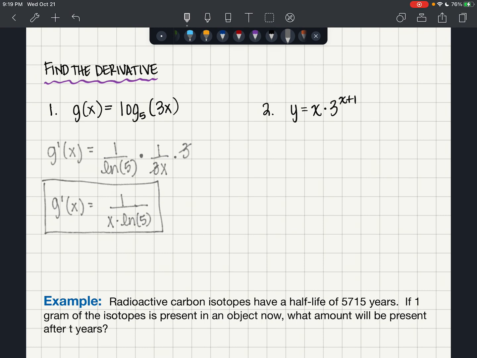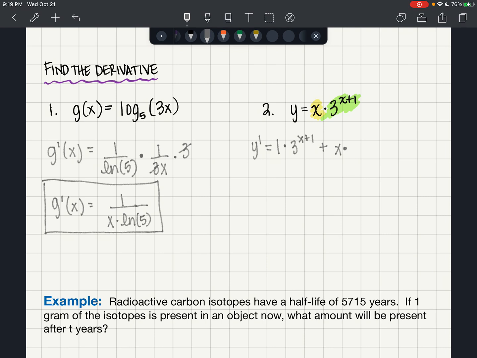Okay, this next one, number 2, you should be able to try number 2. Number 2 is going to involve the product rule because you have x times 3 raised to the x plus 1. So you have 2 factors here. So we're going to have the derivative of, you can try this one. If not, you can work along with me. The derivative of the first factor times the second factor plus the first factor times the derivative of the second factor.